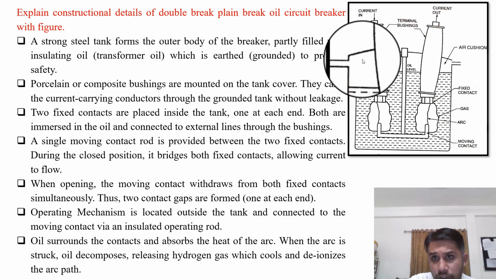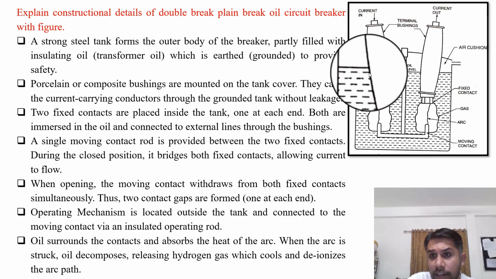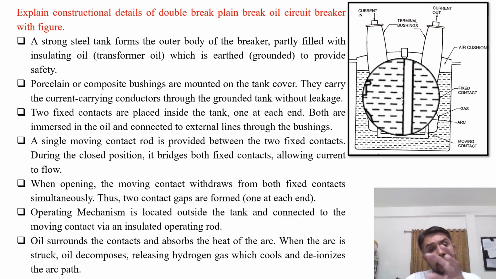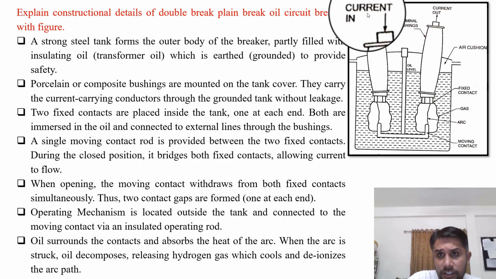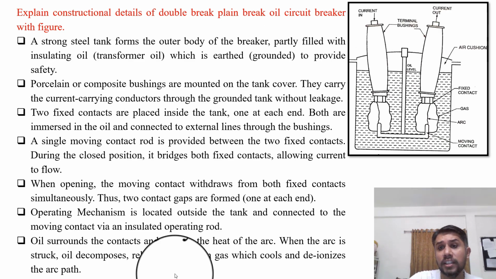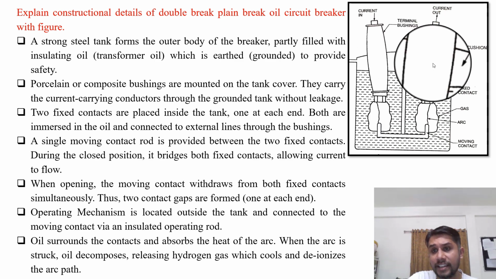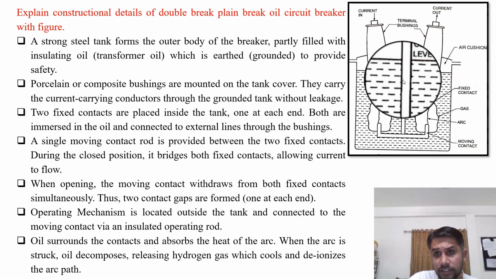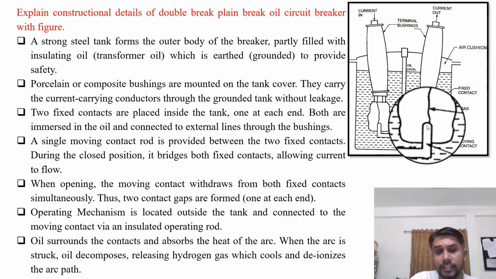So here you can visualize this. This is the tank or the outer body, and it is partly filled with the insulating oil, that is, transformer oil. And these are two bushings, from which the current enters through this and leaves through this. These serve as the connection of the fixed contacts. Here they are, fixed contact, and this is the operating mechanism, and these are the moving contacts.